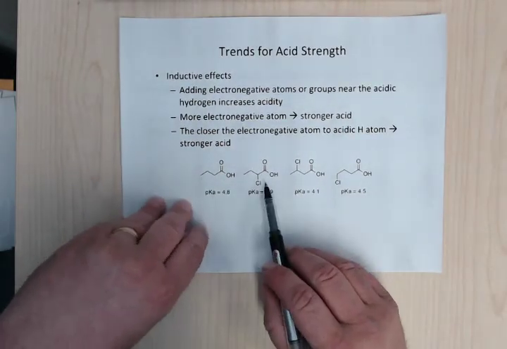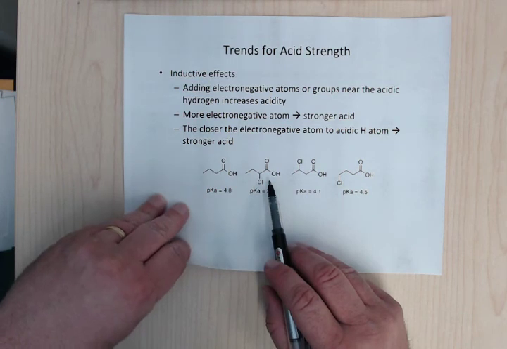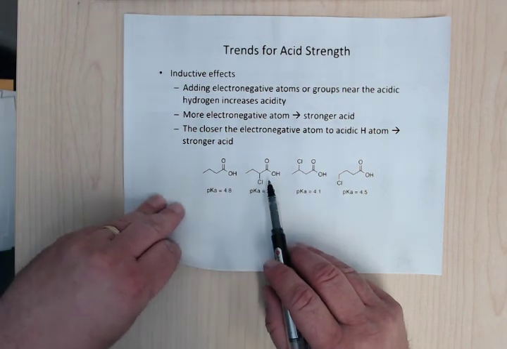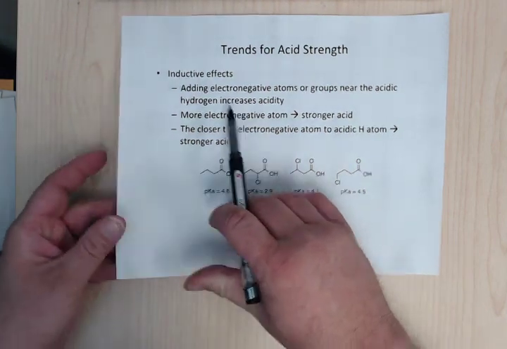Inductive effects. And so the more electronegative it is, the more likely it is to be acidic. Also, the closer it is, that makes a difference.